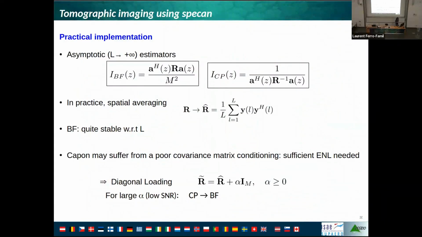Okay. Can go to the next one. The other one was about irregular sampling.